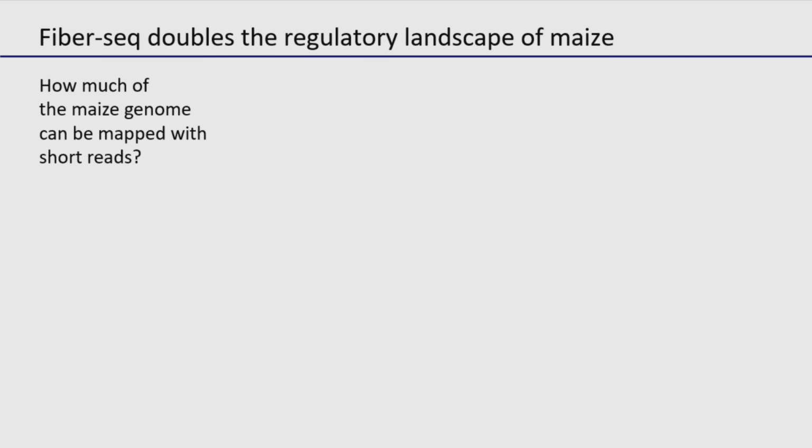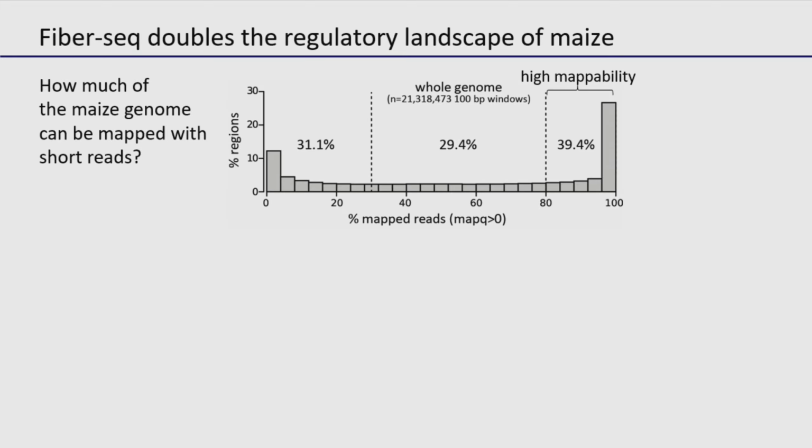Okay, the reason why we wanted to use long reads, the reason why we adapted Fiber-seq to Maize and other plant genomes is really because plant genomes and crop genomes in particular are highly repetitive. The Maize genome is 85% transposons, and so I had this fantastic idea that lots and lots of regulatory regions are hiding in these regions that we cannot map. And to do this properly, of course, we had to first very carefully ascertain what regions or how much of the Maize genome is actually mappable with short reads. And this is what I'm showing you here.